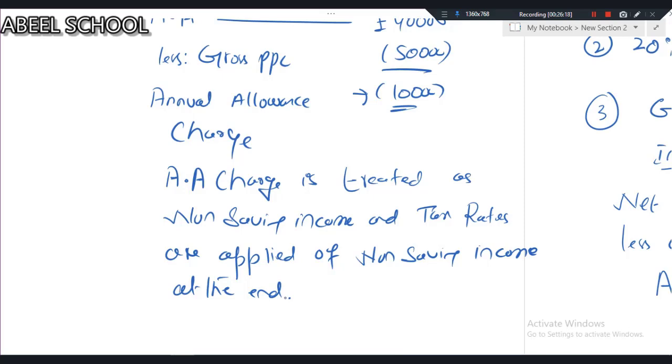So if someone has contributed less than the annual allowance limit, then the unused annual allowance is carried forward for 3 tax years and used on FIFO basis. If someone has contributed more than the 40,000 annual allowance limit, then the excess additional contribution is treated as an annual allowance charge, which is treated as your non-saving income, and you have to pay tax on that. The tax rate will be from the non-saving income at the end of other sources of income. So basically, the annual allowance charge will be taxed last. Okay.